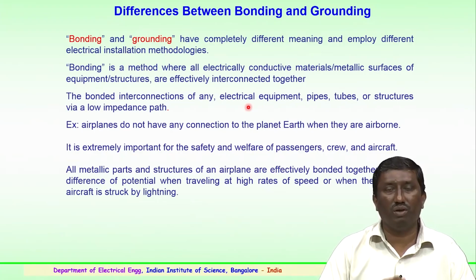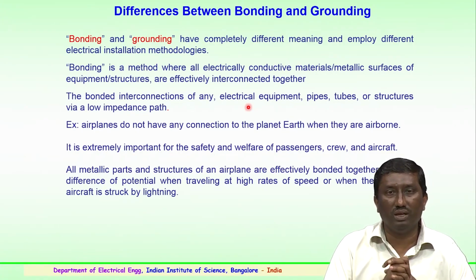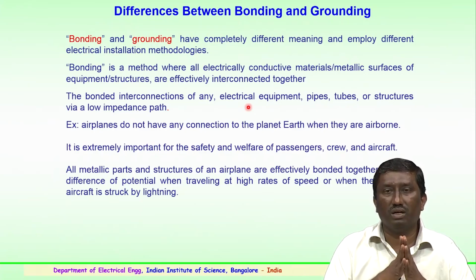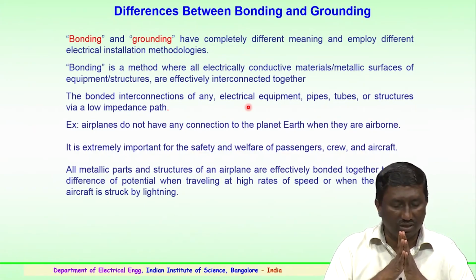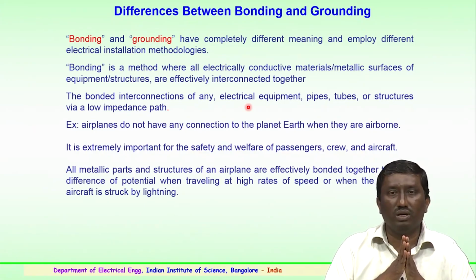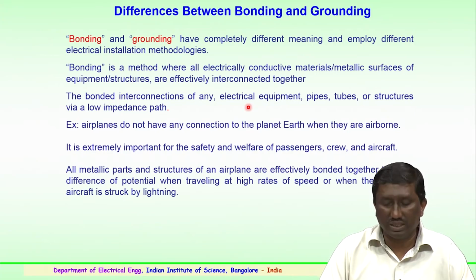An example of bonding can be seen in aeroplanes. Aeroplanes particularly do not have any connection to the planet earth when they are airborne. When the aircraft is airborne, there is no direct ground connection between the aircraft and the earth. So, it is extremely important for the safety and welfare of the passengers, crew, and the electronic components in the aircraft.